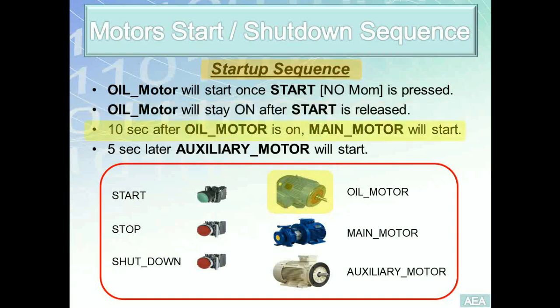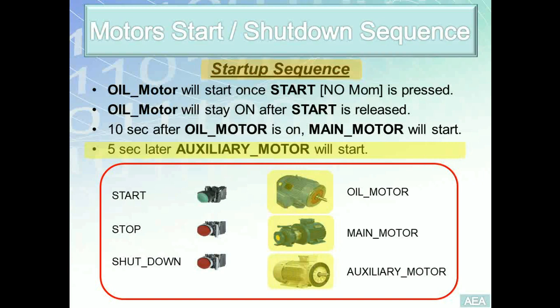Moving along to requirement number 3, it says 10 seconds after the oil motor is on, the main motor will start. In other words, there is no switch that needs to be pressed in order to get the main motor to be energized. The main motor is time dependent, so after 10 seconds from the oil motor being on, the main motor will automatically be energized and it will be on. Similarly, we'll go to the final requirement, again the third motor in our list of motors in this startup sequence, which is the auxiliary motor. This one is time dependent on the second motor, the main motor. So the main motor is on right now. Another timer will kick in for 5 seconds, and at the end of the 5 seconds the auxiliary motor will be energized.